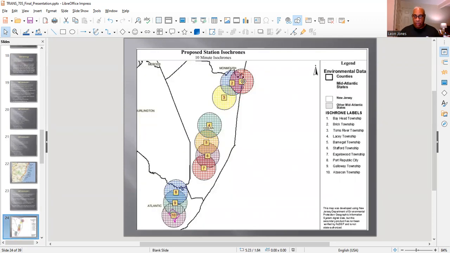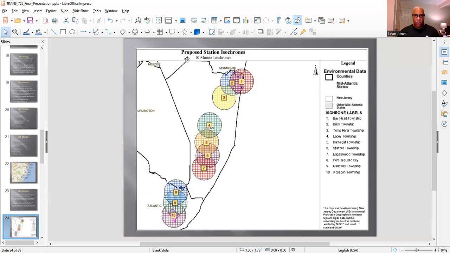These are isochrones right here. And these isochrones are all of your townships. Like number one is Bayhead Township. Number two is Brick Township. Number three is Toms River Township. Number four is Lacey Township. Number five is Barnegat Township. Then you have Stafford Township, Eagleswood Township, Port City Township, Galloway Township, and then Absecon Township. And these isochrones, that's where the proposed stations are going to go.